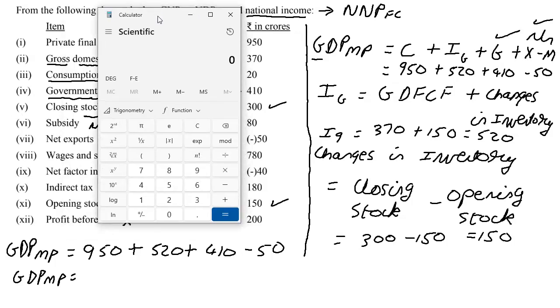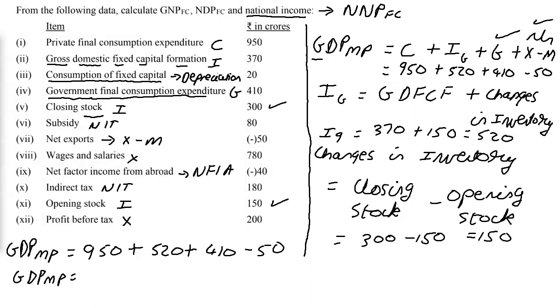Alright, we have 950 plus 520, plus 410, minus 50. So we end up with 1830. Remember, everything's in crores, but it's fine. 1830. That is GDP at MP.